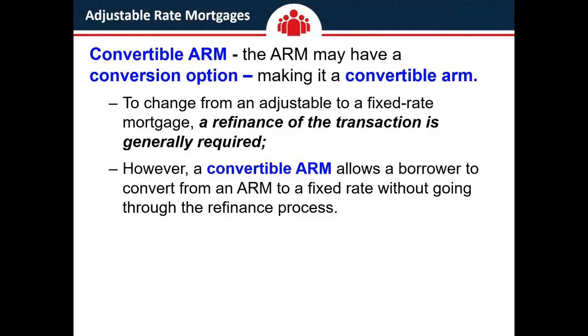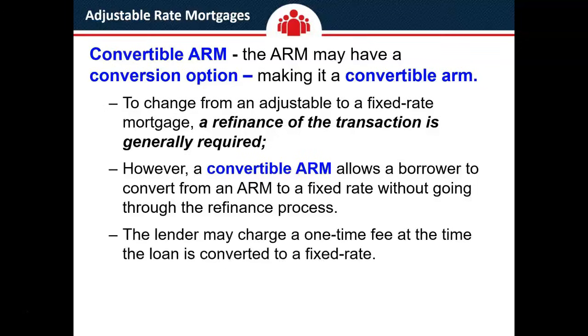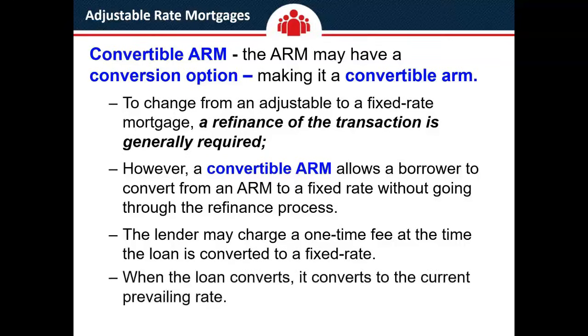So you want to look to see, and most borrowers want to see if they have an out clause, a conversion clause, so that they can get out of the adjustable rate mortgage without going through the hassle of refinancing the loan all over again. The lender may charge a one-time fee, but it's much better than refinancing all over again with closing costs and things of that nature. When the loan converts, it normally converts to whatever the current prevailing rate is.